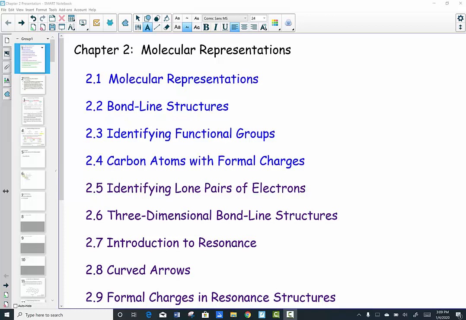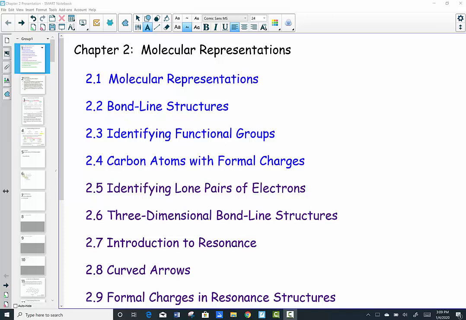Today we're starting a new chapter, our second chapter in organic chemistry, with the title of Molecular Representations. We will be looking at a variety of different ways to portray molecular compounds, organic compounds, on a piece of paper. So we'll begin with talking about what molecular representations are and how we draw those using what's known as a bond line structure.